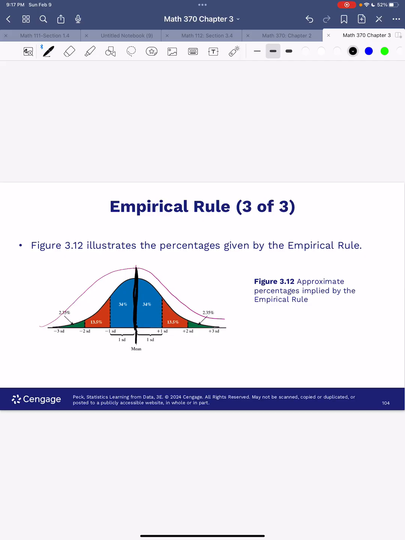So let's start right down the center. We've got the mean in the middle, and one standard deviation above and one standard deviation below is where we say 68% of the data will lie. So the 68% is going to be with 34 below, 34 above, for a total of 68%.